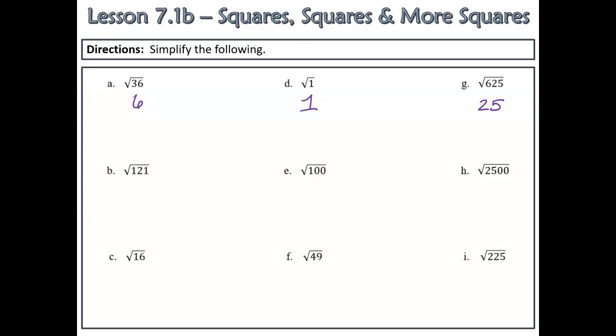The square root of 121 is 11. 11 times 11 is 121. The square root of 100 we already talked about. 10 squared is 100, 10 times 10. The square root of 2,500 is 50. 50 times 50 is 2,500. That's 50 squared. The square root of 16: 4 times 4, or 4 squared, is 16. The square root of 49: 7 times 7, or 7 squared, is 49. And the square root of 225 is 15. All right, that's it for this one.